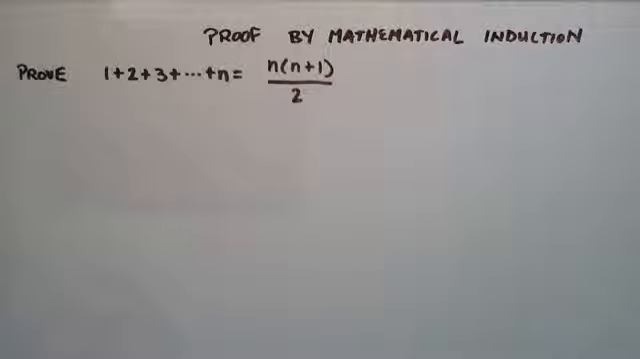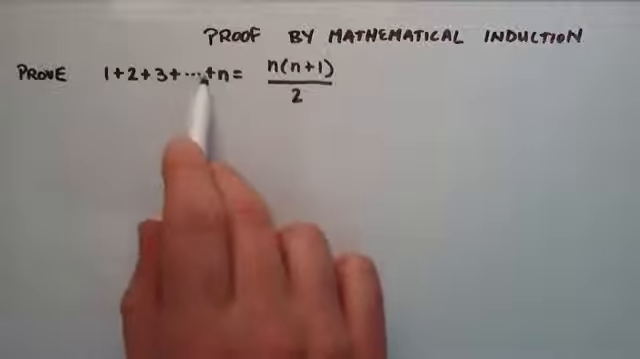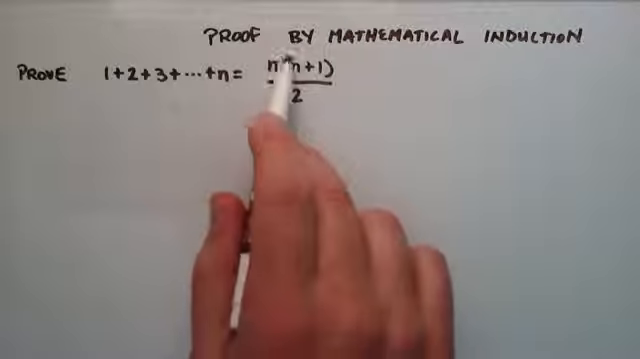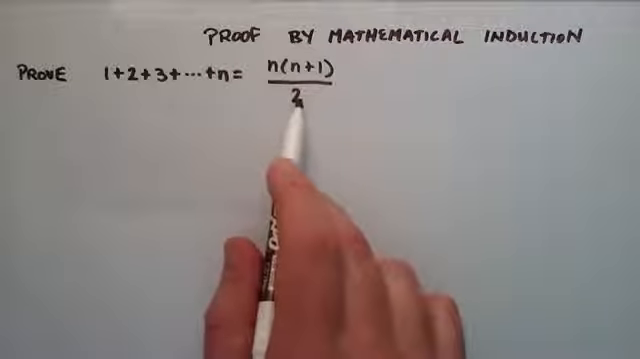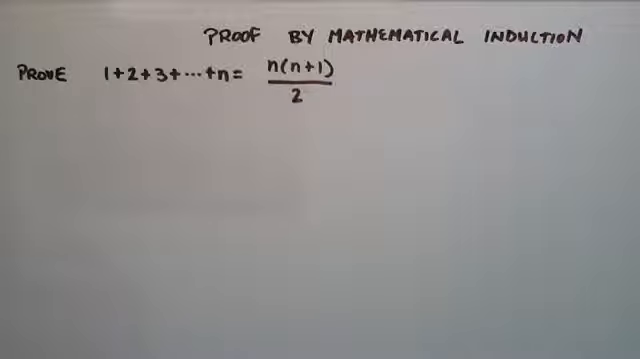In this tutorial I'm going to be doing a proof by mathematical induction. So I'm going to be proving that 1 plus 2 plus 3 plus all the way up to n is equal to n times n plus 1 divided by 2. So what we want to do first is check the base case.